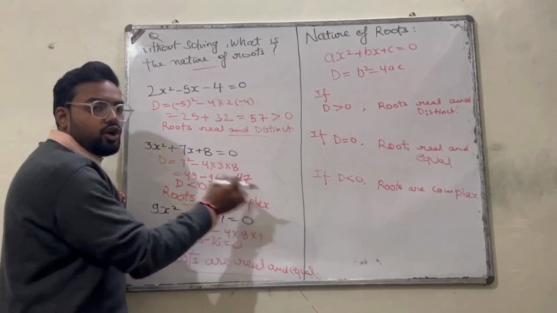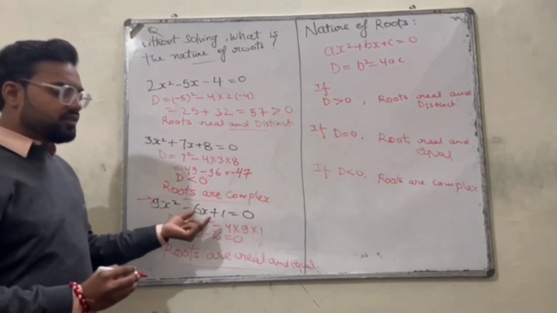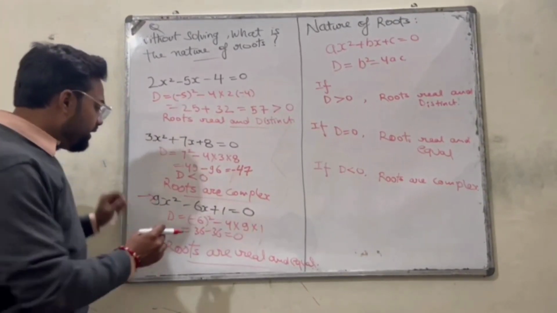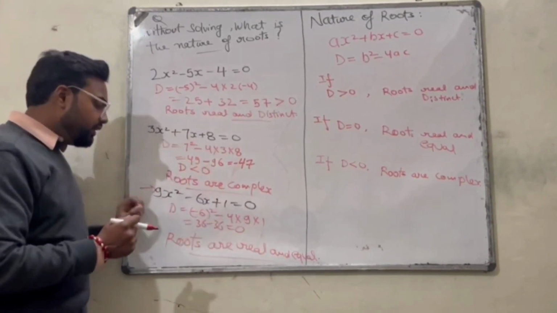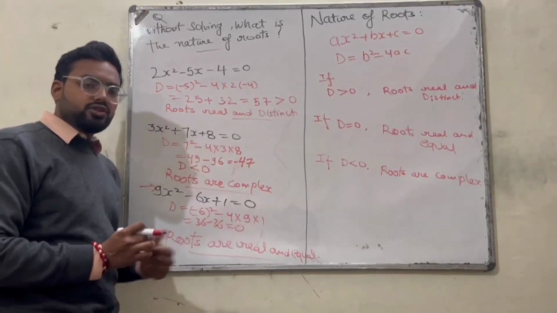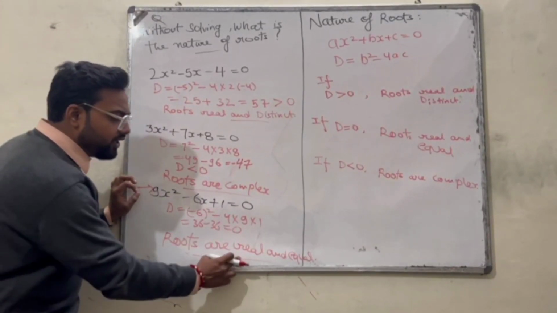Here, roots are complex. Now, for this equation, 9x square minus 6x plus 1 is equal to 0, D is (minus 6) square minus 4 into 9 into 1. 36 minus 36 is equal to 0. Here D is 0. Here in this case, roots are real and equal.